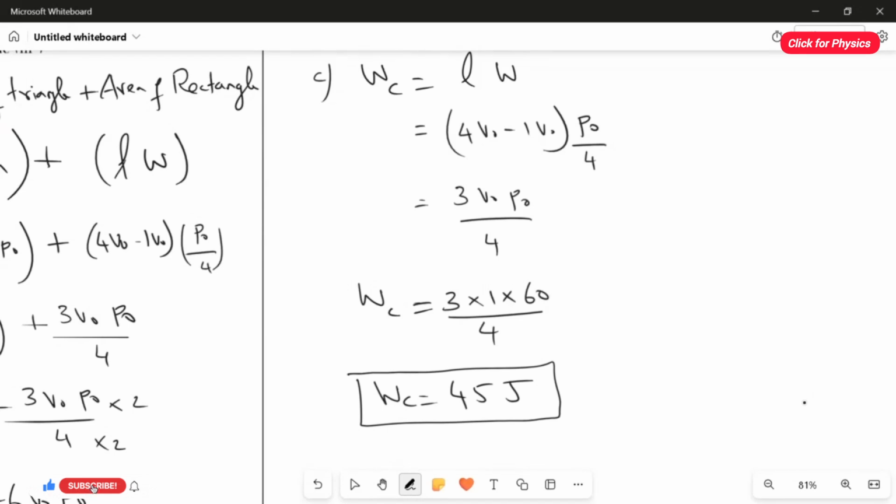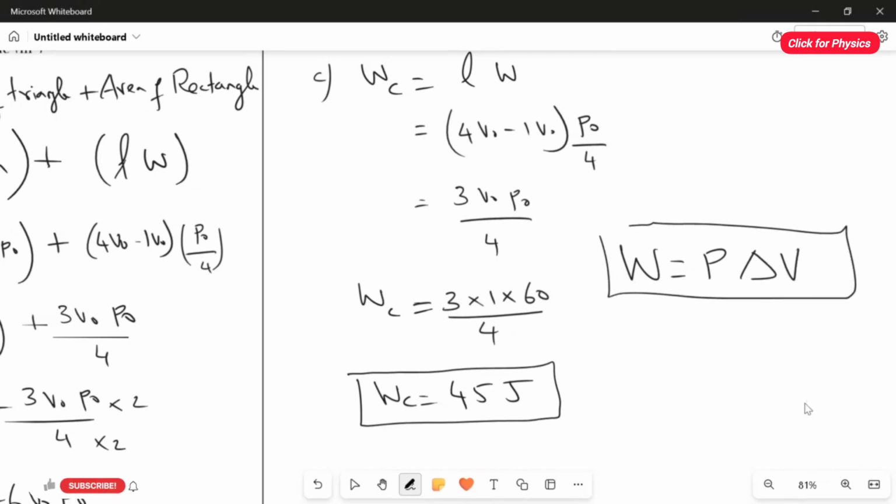So for these three subdivisions A, B, and C, which formula did we use? We used the formula work done, which is equal to P multiplied by delta V. So we used this formula in all three cases, but we got the answer with the help of the area of the shape of the structure, triangle and rectangles. So we can get the answer easily.